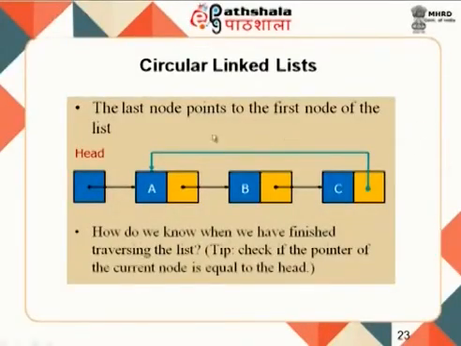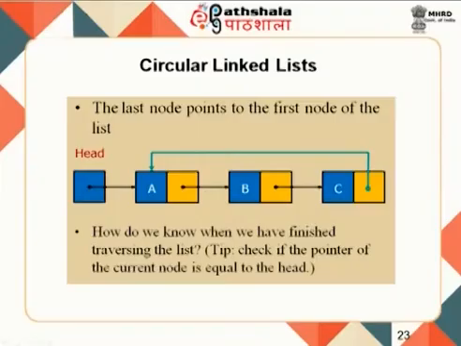Now, what is the circularly linked list? The last node points to the first node in the list. How do we know when we have finished traversing? Check if the pointer of the current node is equal to the head. So, if you have a head pointing to the current node, then you can start from here, but if you have reached this, you will know. So, this is circularly linked.